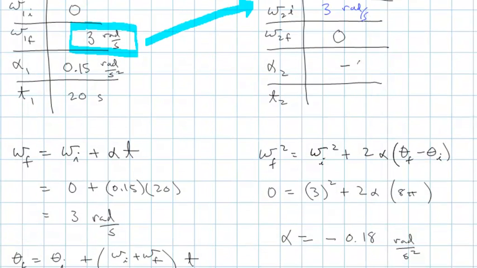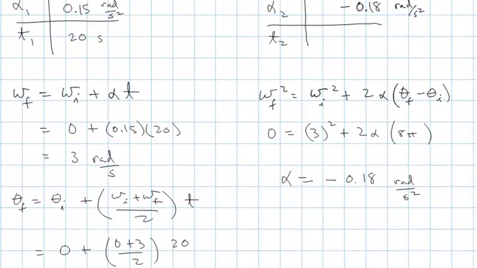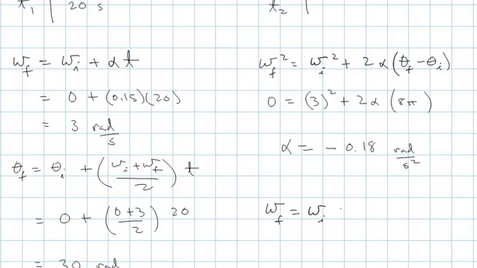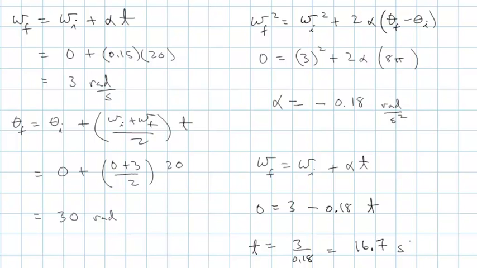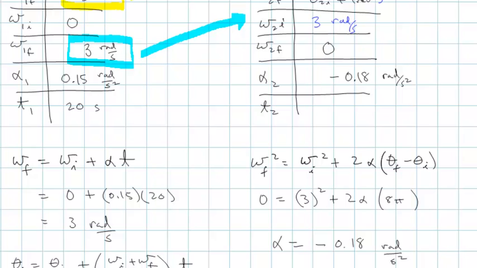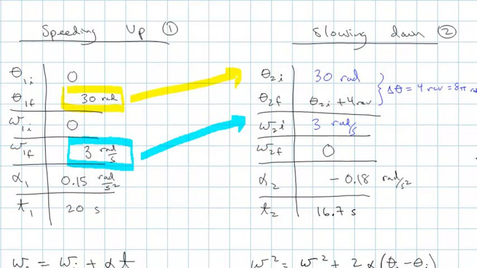I'll just write it in here, negative 0.18 radians per second squared. And let's find the time interval. Omega final is omega initial plus alpha t. 0, 3 radians per second, negative 0.18. 16.7 seconds. So now you can answer the questions. We've filled in all the information in both charts. The total time is 20 seconds for time interval 1, 16.7 for time interval 2, so you add those up to get the total time of 36.7 seconds.